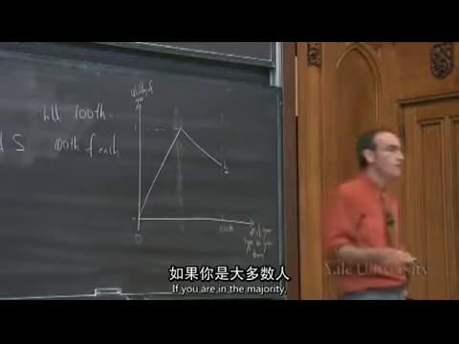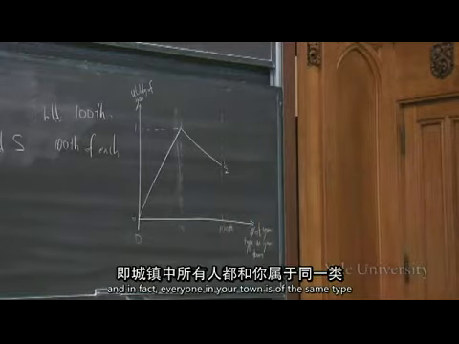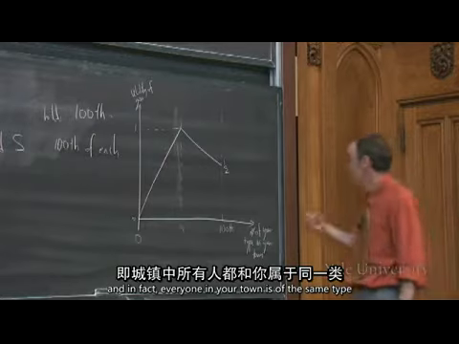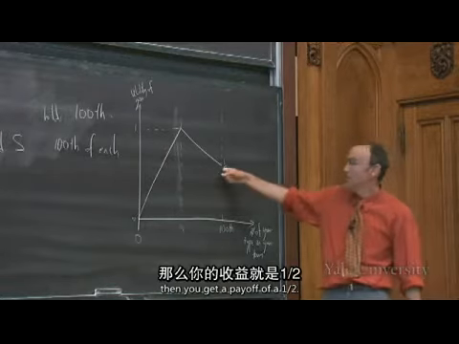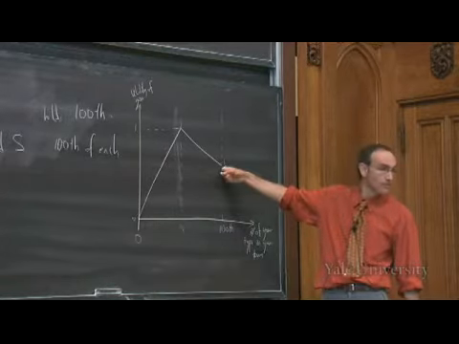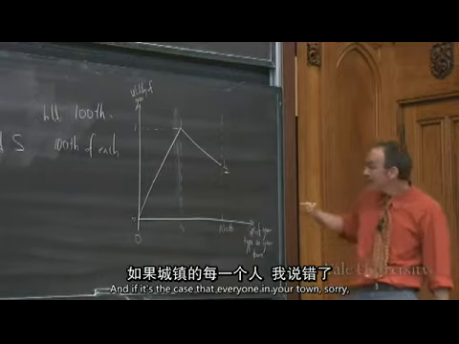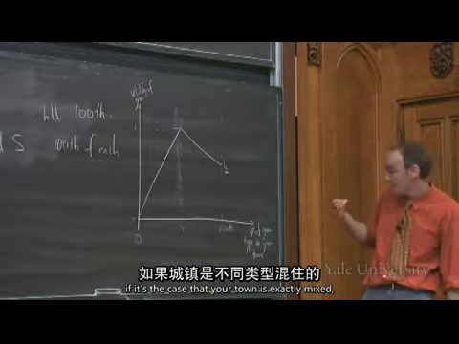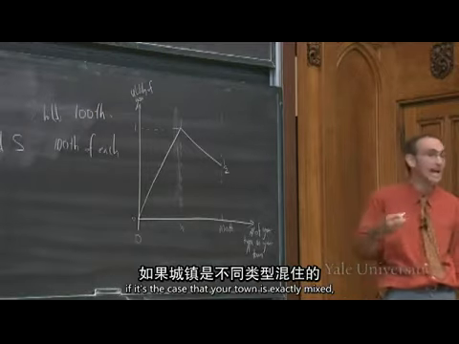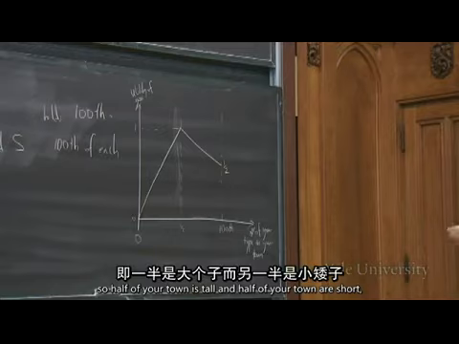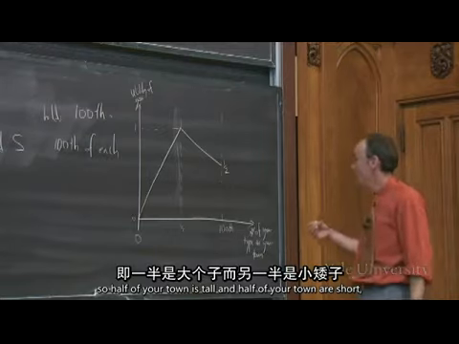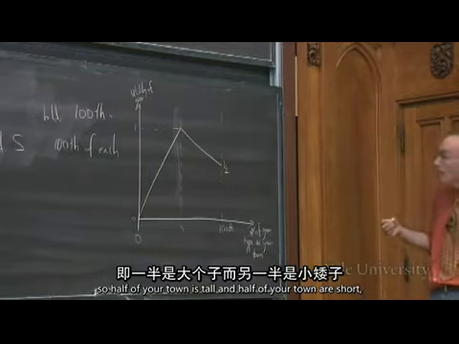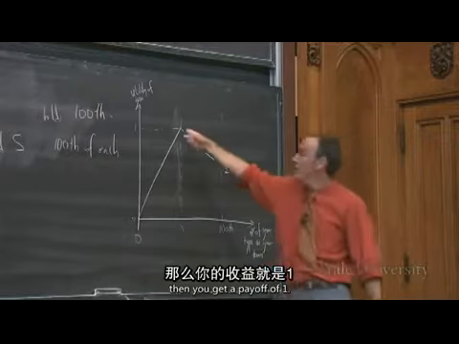If you are in the majority and in fact everyone in your town is of the same type, then you get a payoff of 0.5. And if your town is exactly mixed, so half of your town are tall and half of your town are short, then you get a payoff of 1.